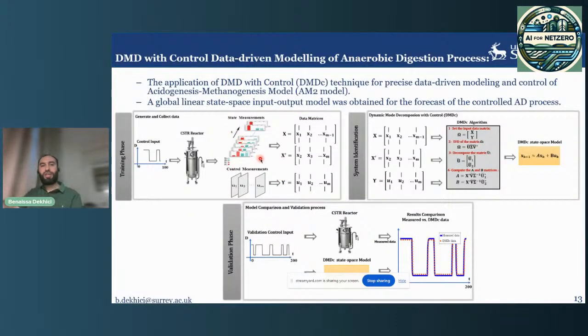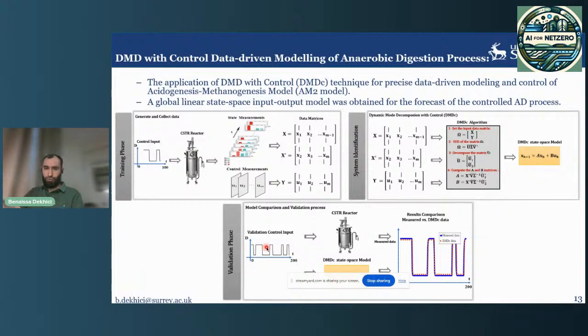Also, instead of having just a dynamic matrix, we sometimes also need to control. So we have applied DMD with control, which is similar to DMD, but this time we incorporate control in our linear model. So we will have two data matrices, X and X prime, and also Upsilon, where Upsilon has our control input at each time step. In this study, we have used the AM2 model, the model with just 4 states, and we use this data as an input for the DMD algorithm, and we reconstructed an input-output state space model.